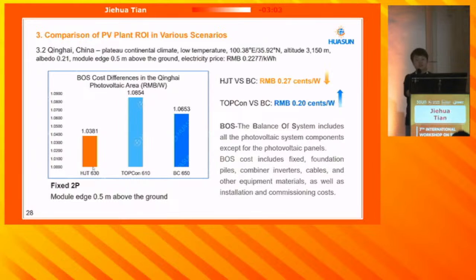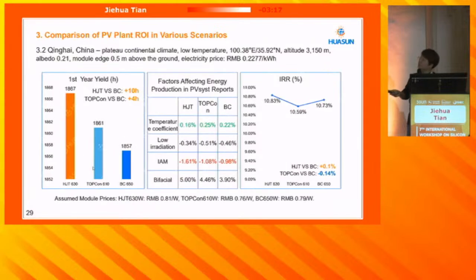This is both of the plants compared to BC. HJT can save RMB 0.27 cents per watt, RMB 0.2 cents for TOPCon. HJT has an advantage here. Compared to BC, HJT generated 10 more hours in the first year, and TOPCon has 4 more hours.